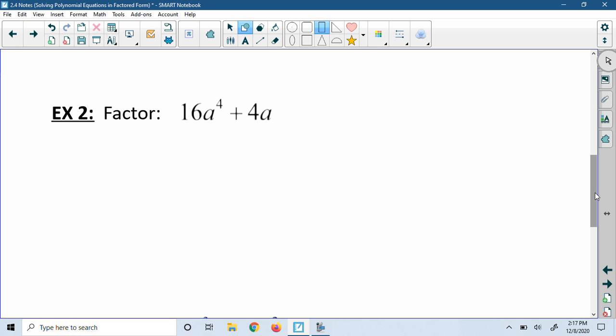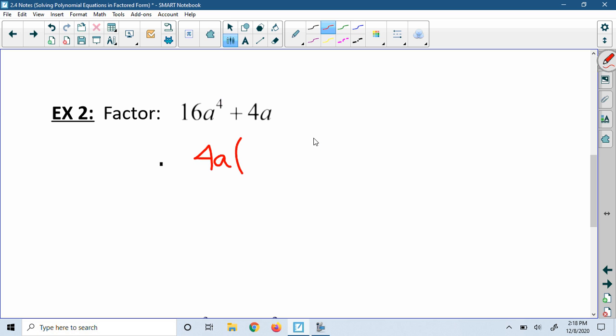Second one, 16a to the 4th plus 4a. As I look through those two terms, the biggest number I can take out of 16 and 4 is 4. Whoops, still writing in boxes here. So 4, and then a to the fourth and a. The most a's that I can divide out is just 1. That's all this one has.